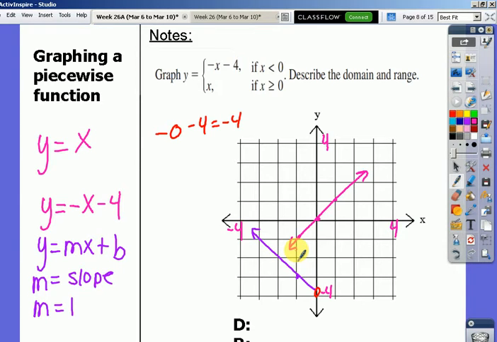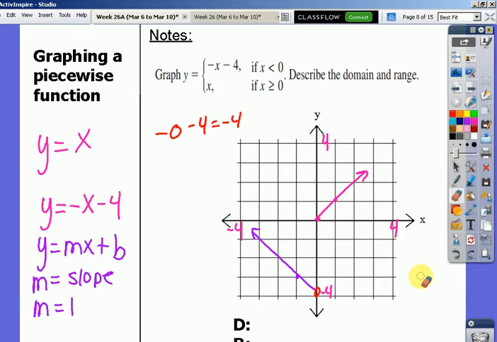And then what does the restriction say? X has to be what? Greater than or equal to 0. So where is it greater than or equal to 0? To the right or to the left? To the right. So you're going to erase everything to the left. Does that make sense? Why is that closed? Equal to. It includes 0, yes. Does that kind of make sense to you?